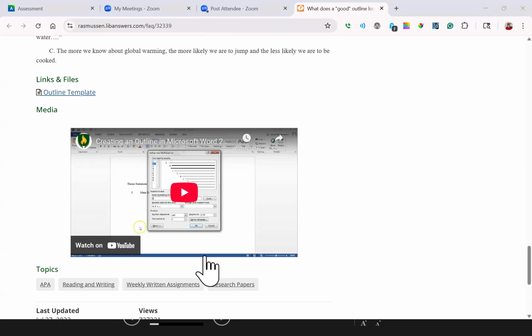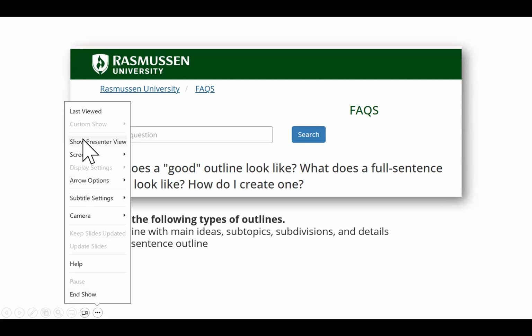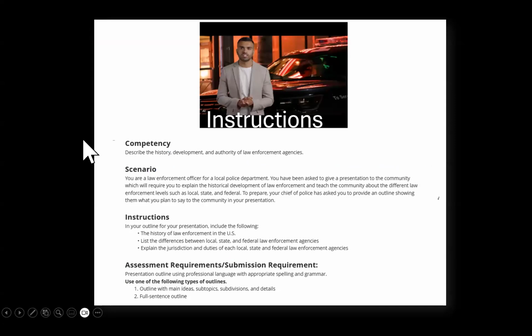Let's go back to our PowerPoint. Now we're back in our PowerPoint. We have a set of instructions. I encourage you to always listen to him. Also read the information here. You can see the 3 areas you will be addressing in your outline. And there's also a little reminder right there.